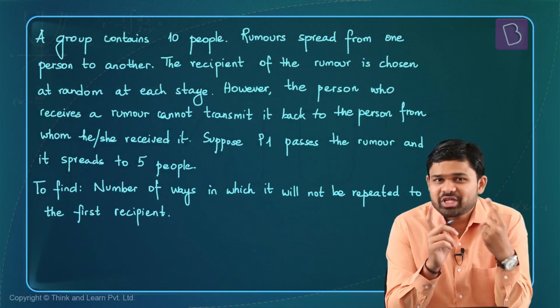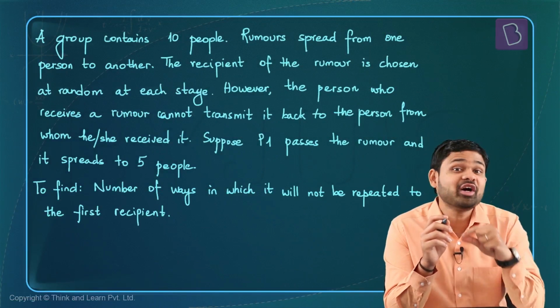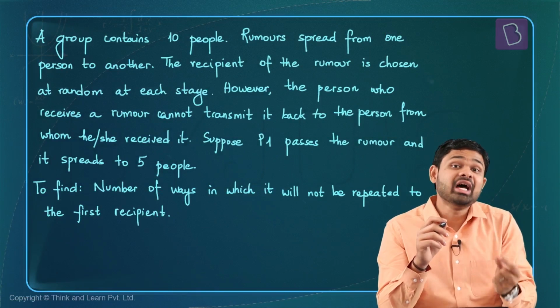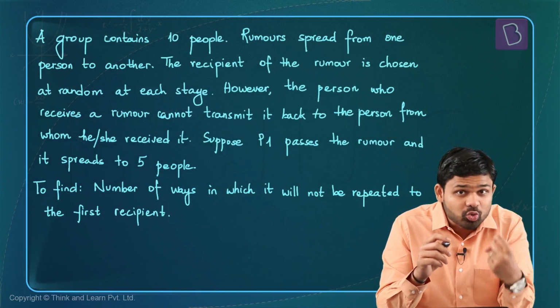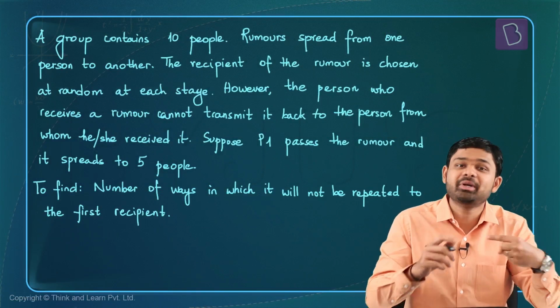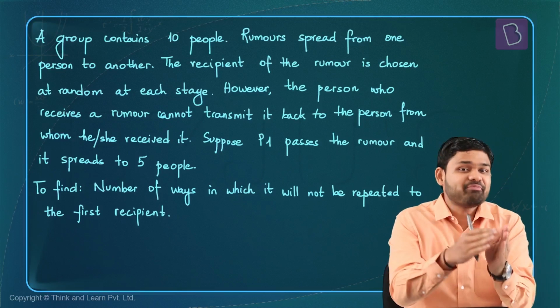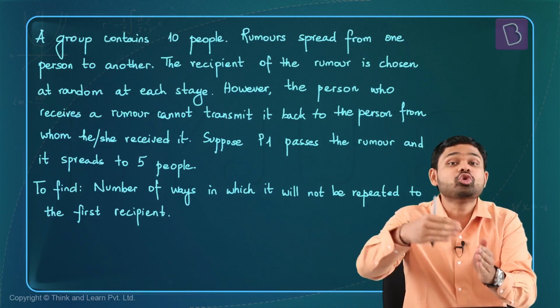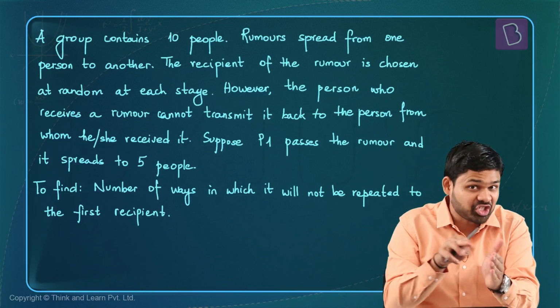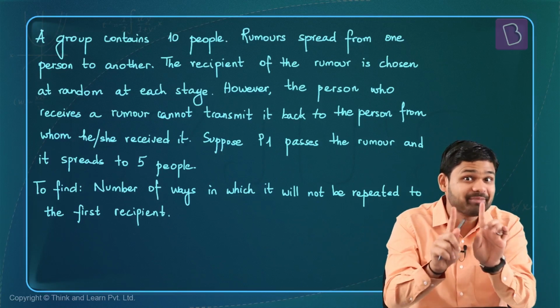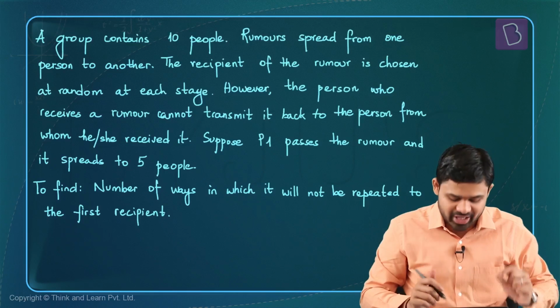So this means that there was another bit of information that we have to infer from the question, and that is the fact that a rumor can actually go back to a person, but not through the same person to whom he has transmitted it. If P1 transmitted to P2 and P2 to P3, then P3 can actually transmit it back to P1. That's a possibility. So we need to even account for that.